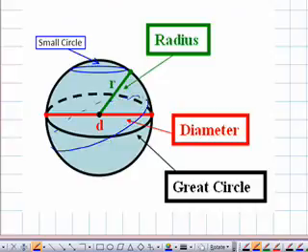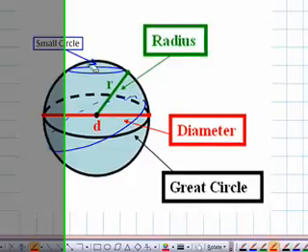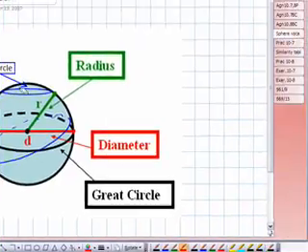But the idea is that they're the biggest circles you can put on the sphere, whereas you've got a small circle. We're not going to deal much with small circles, and that would just be one that doesn't have as its center the center of the entire sphere.